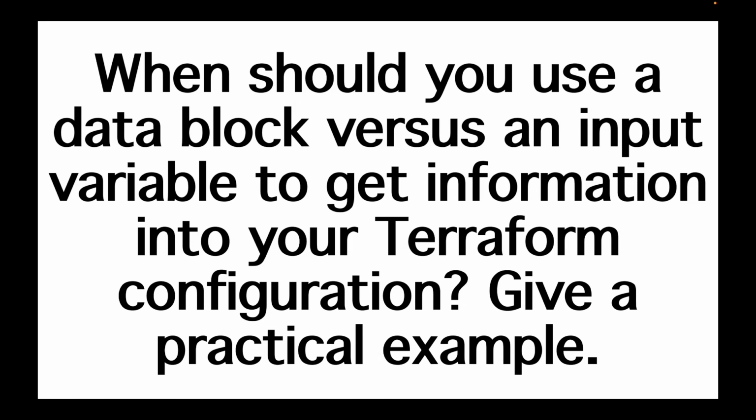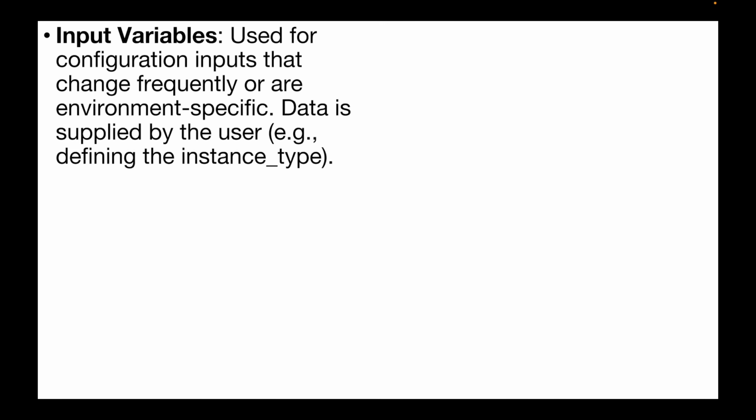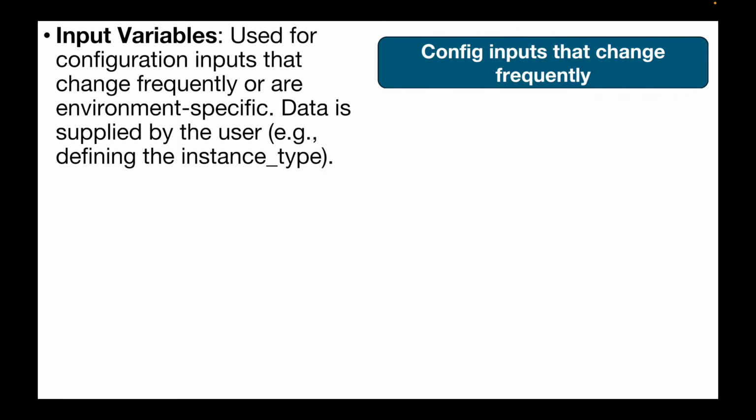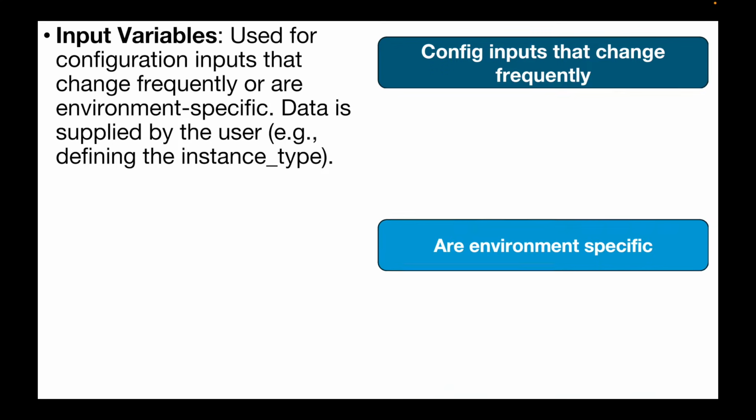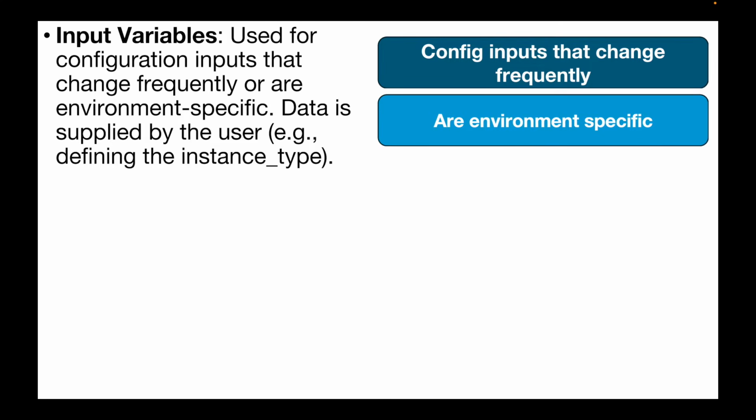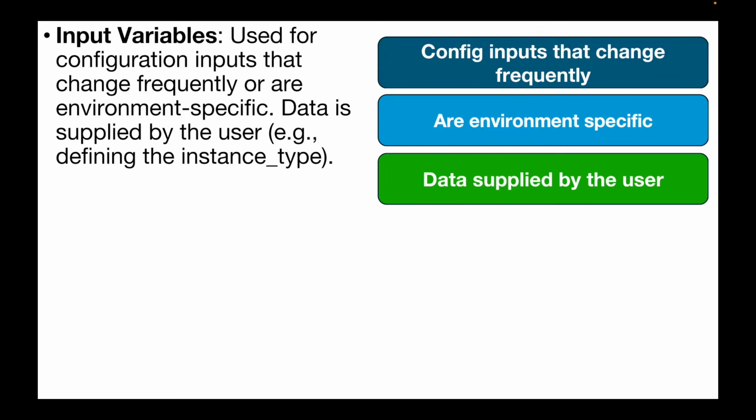The next question we have is: when should you use a data block versus an input variable to get information into your Terraform configuration? Give a practical example. So input variables are used for configuration inputs that change frequently or are very environment specific. With input variables, the data is supplied by the user. For example, your instance type. Instance type is something that is provided by the user.